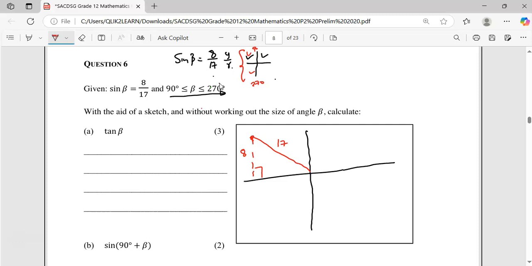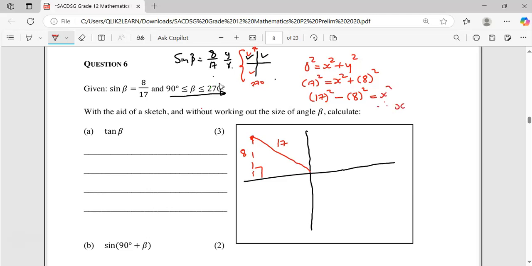We need to use the theorem of Pythagoras, which says r squared is equal to x squared plus y squared. We need to find x. So if we substitute the value of r, which is given as 17 squared, equal to x squared plus, the value of y is 8 squared. So if you isolate this, 17 squared minus 8 squared is equal to x squared.